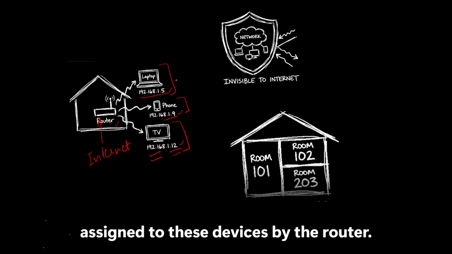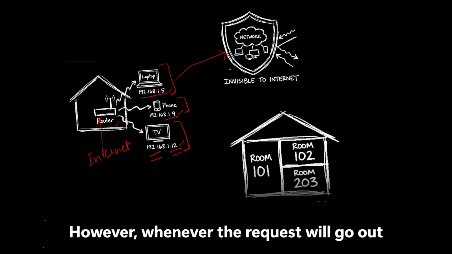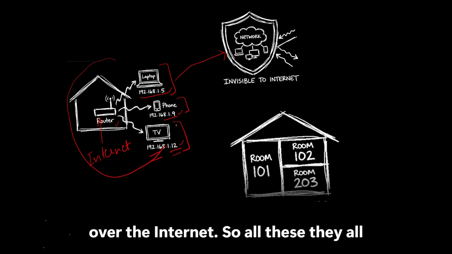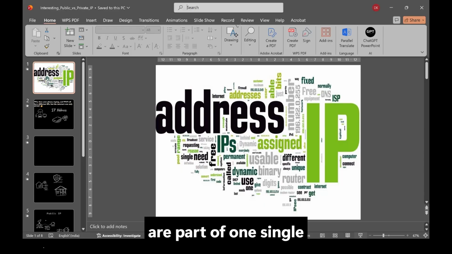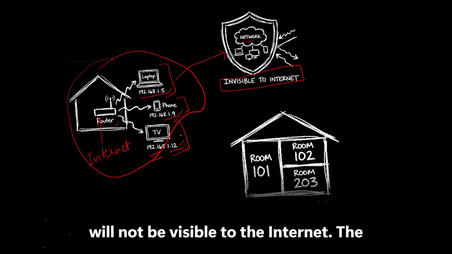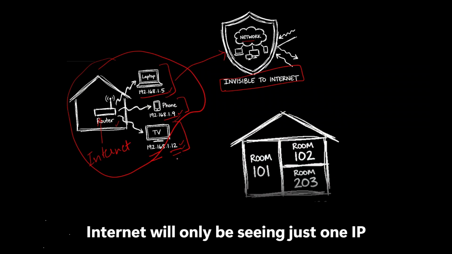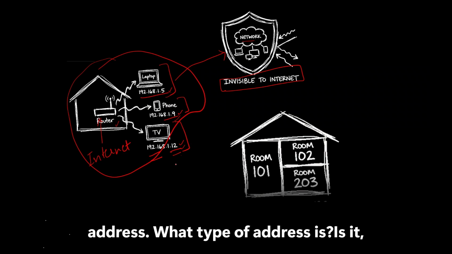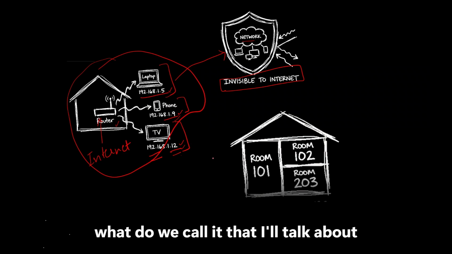As you can see, these three different IP addresses are assigned to these devices by the router. However, whenever a request goes out over the internet, all these devices are part of one single network, so these different IP addresses will not be visible to the internet. The internet will only be seeing just one IP address. What type of address is it? What do we call it? That I'll talk about in a little while.